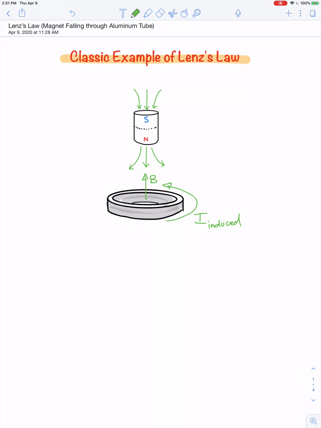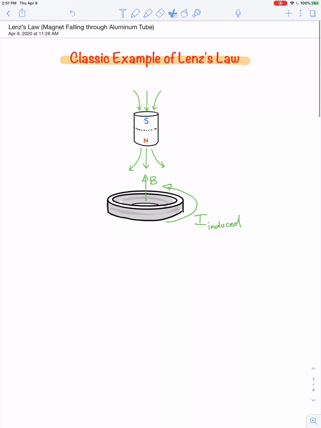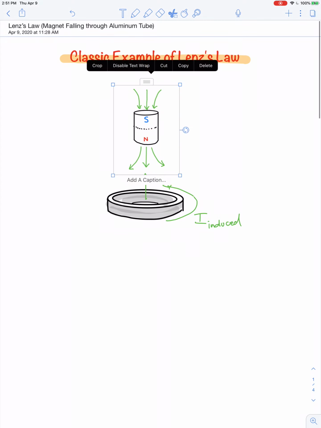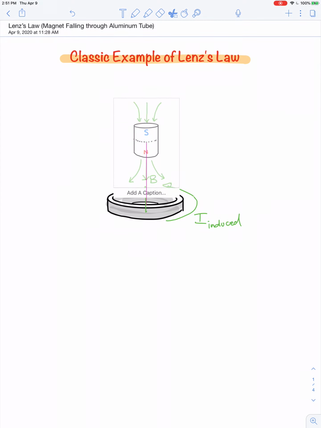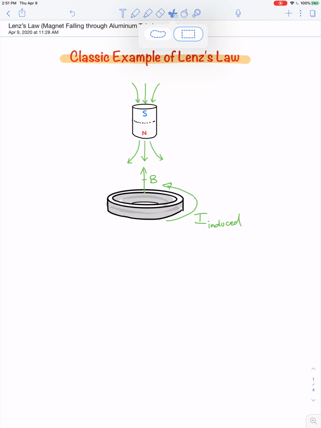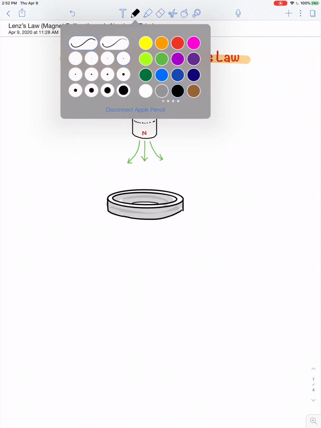The idea is, as the magnet falls, it's pushing more and more flux downward through the ring. So to counteract that, the ring itself becomes a magnet that points upward to compete with the external magnetic field that induced the current in the first place. Hopefully that makes sense. Well, anyway, let's carry on with this demonstration, try to make full sense of it.